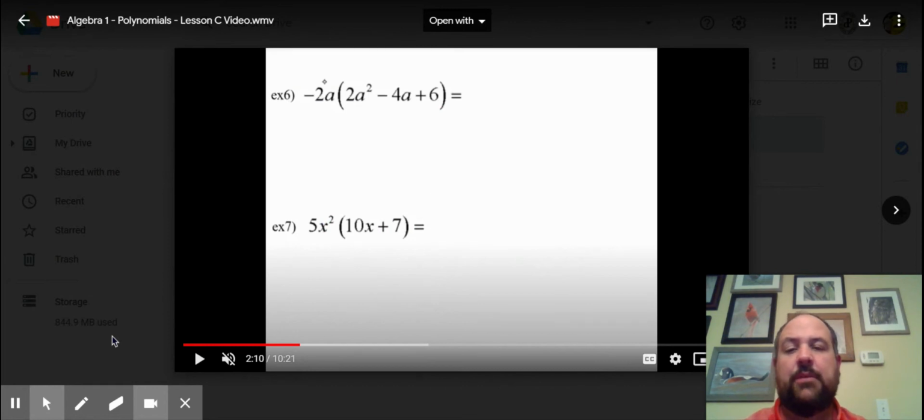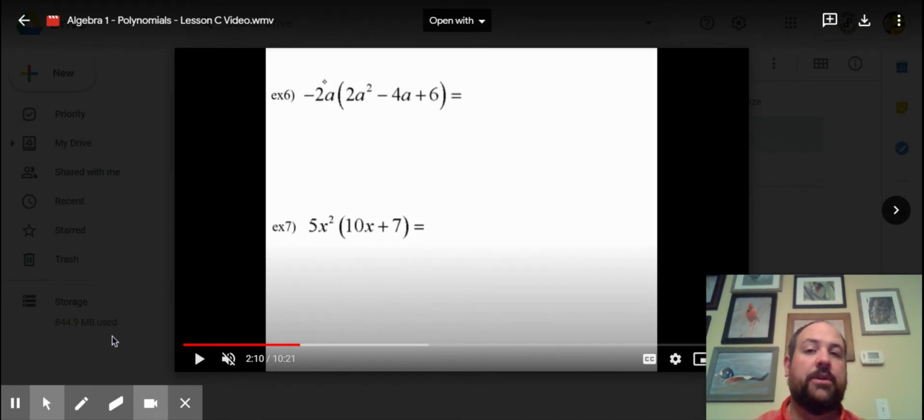We even included some where we had variables on the outside. We're going to be reminded of this a little bit more in this lesson. So here in number 6, I basically have the same problem that I had in number 5, except I've added an a out in front as a coefficient.